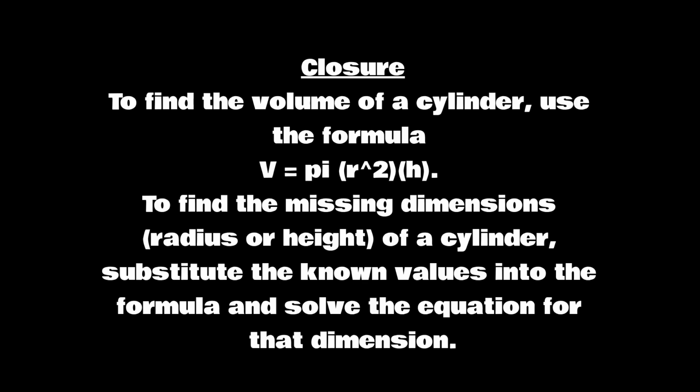In this lesson, we learned to find the volume of a cylinder, use the formula volume is equal to pi times r to the second power times h. To find the missing dimensions, radius or height of a cylinder, substitute the known values into the formula and solve the equation for that dimension.